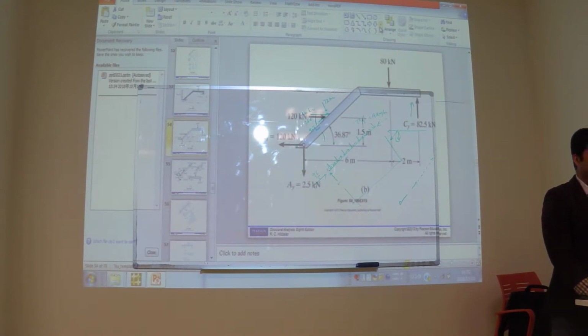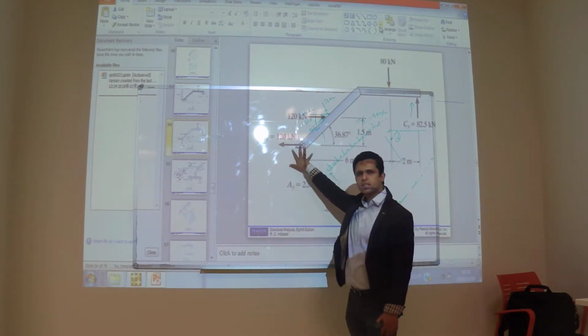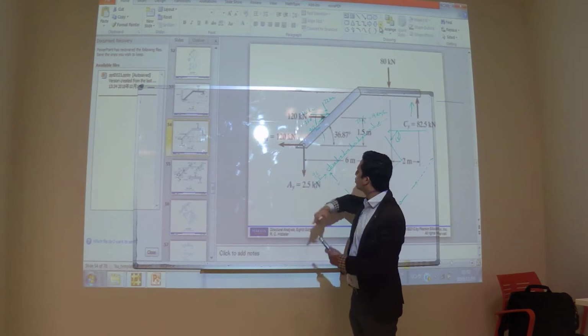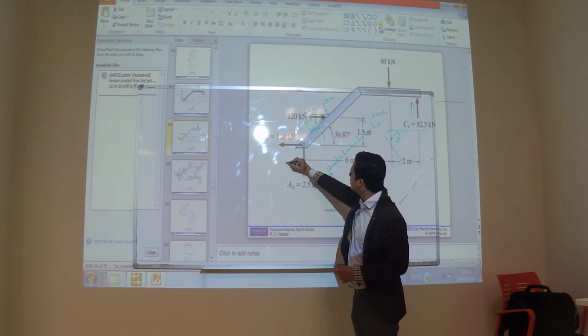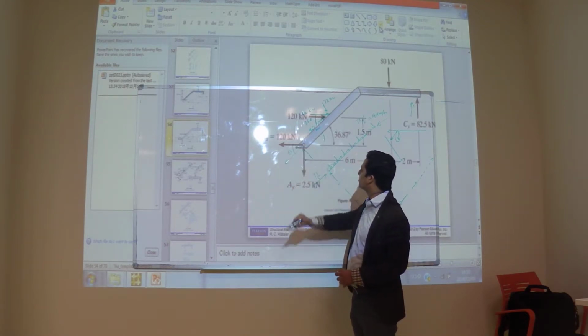This is the same thing, the same story. These are the reactions. You can find the reactions very easily, no problem at all. Once you have these two reactions, you can also convert these two reactions into this reaction and this reaction. You have this angle.